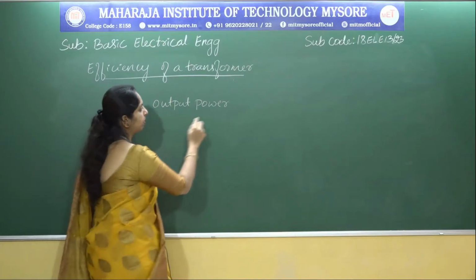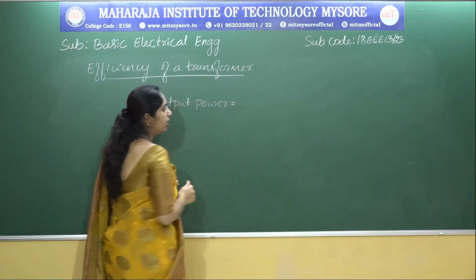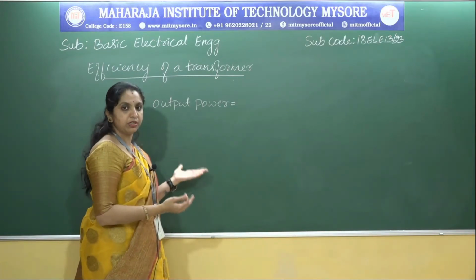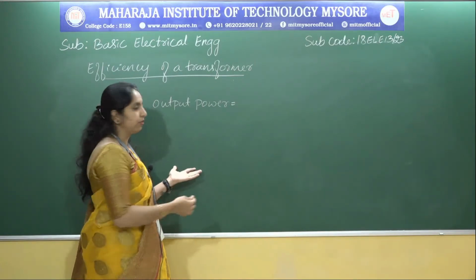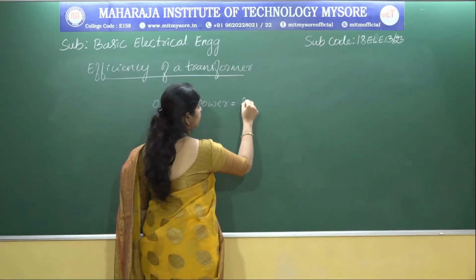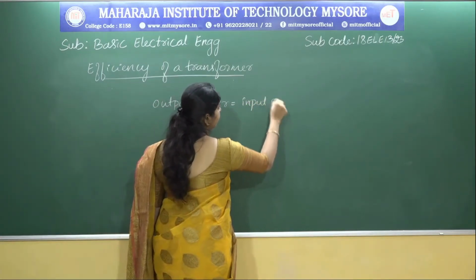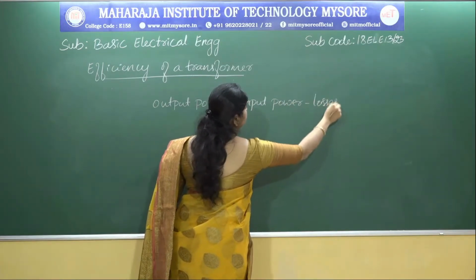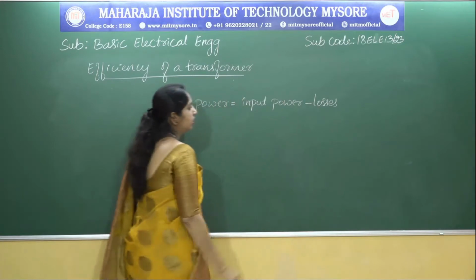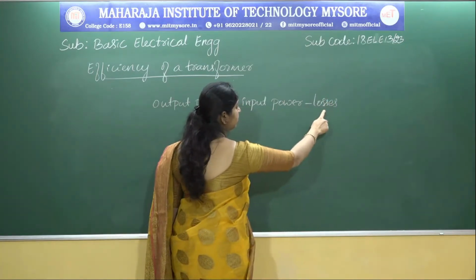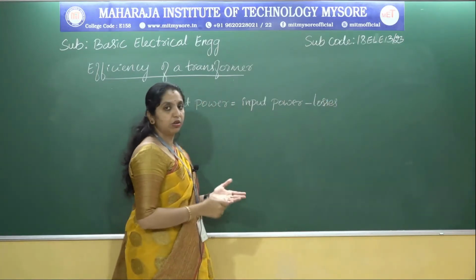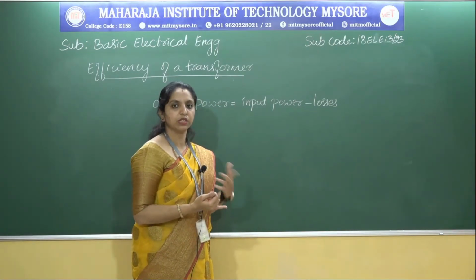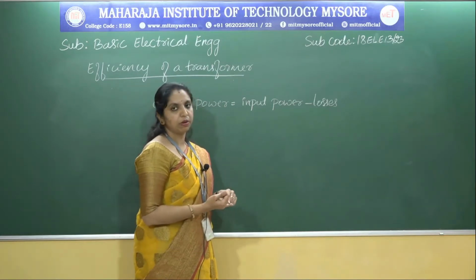Now what is output power? Of course, in an ideal transformer we expect the output power to be almost equal to the input power, but since there is a loss in a transformer, output power can be expressed as input power minus some losses. Now what are the losses in a transformer? The total loss consists of two different losses: one is iron loss and the other is copper loss.